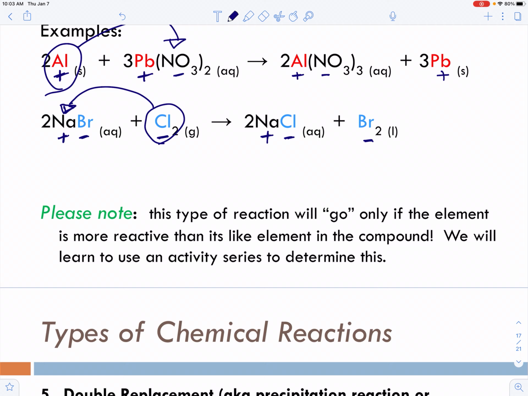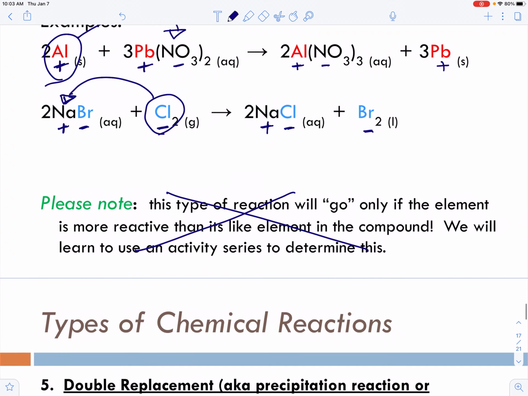Now, we don't have to worry about this because you guys won't be predicting products, but typically this only happens if the single element is more reactive than the one that's already in the bond. But we're not going to be predicting any reactions. You just have to be able to identify it when you see it.